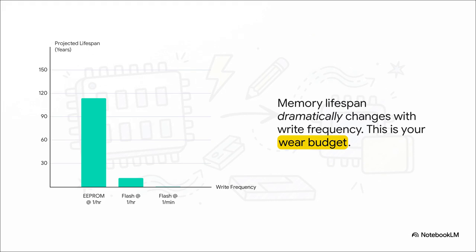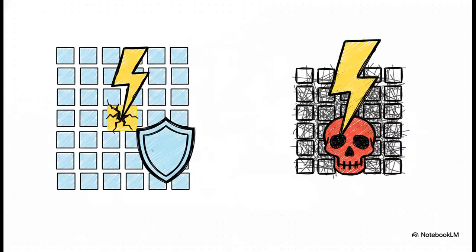I mean, just look at how dramatic the impact of write frequency is. Writing to Flash once an hour gives you a lifespan of over a decade. Not bad. But crank that up to just once a minute on the exact same block, and suddenly its life is measured in months. This is exactly why a technique called wear leveling, where you intelligently spread the writes out across different blocks, is absolutely essential when you're working with Flash. And what happens if the power dies right in the middle of a write?